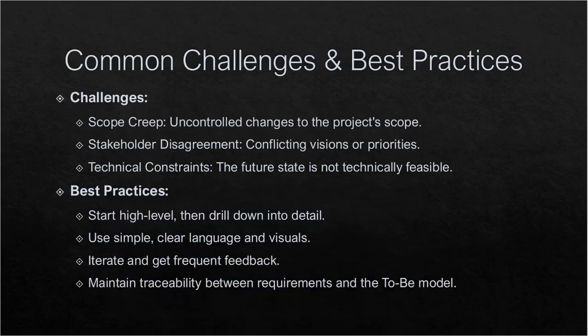So let's move on to the next slide, which is common challenges and best practices in creating the to-be process. Challenges look like scope creep: the entire team, business analyst, project management, development team, QA and testing team, are unable to control changes to the project scope. Then stakeholder disagreement, conflicting visions among parties, and technical constraints: the future state is not technically feasible, it will require time, and it is not feasible.